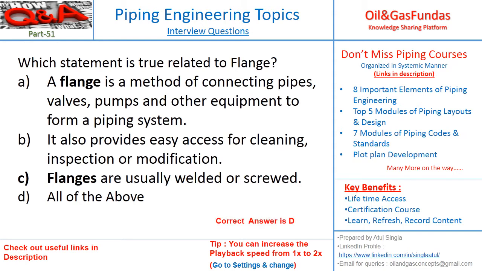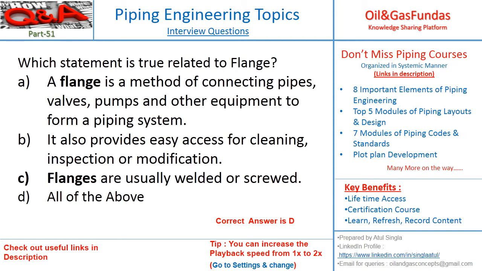So the correct answer is D. This is actually a definition of flange. What is flange? Flange is a method of connecting pipes, valves, pumps and other equipment. We have so many nozzles on equipment, we can connect with the help of flange. Valves, we have flange ends. So that is how we make a piping system. Flanges are used to connect all the elements.